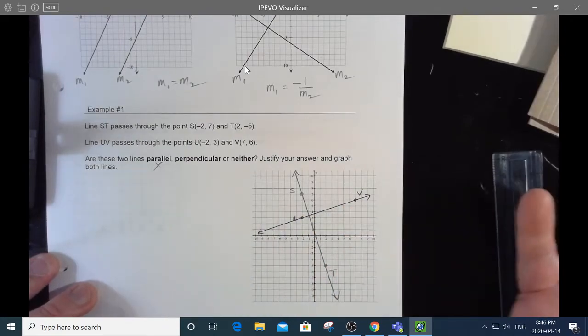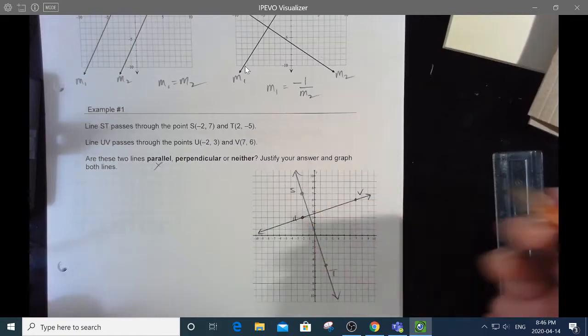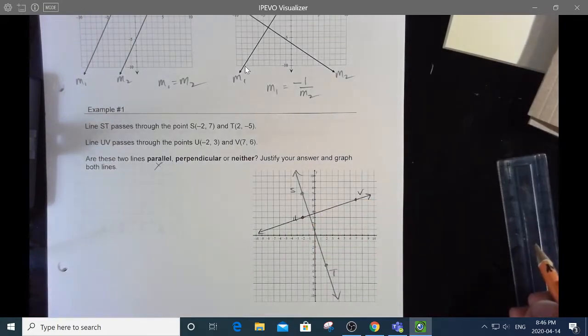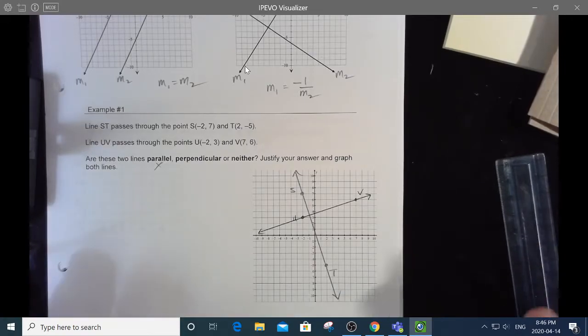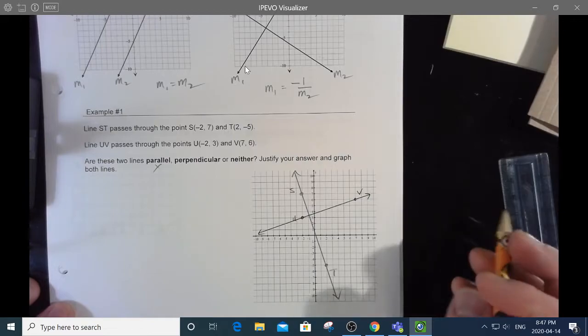I could break out my protractor and measure it, and it could say it's 88 degrees, and maybe that's just because I drew the lines kind of fat. I can actually already see I didn't really hit this dot right in the middle, did I? So there's got to be a way to tell if it's perpendicular or neither algebraically, and there is.